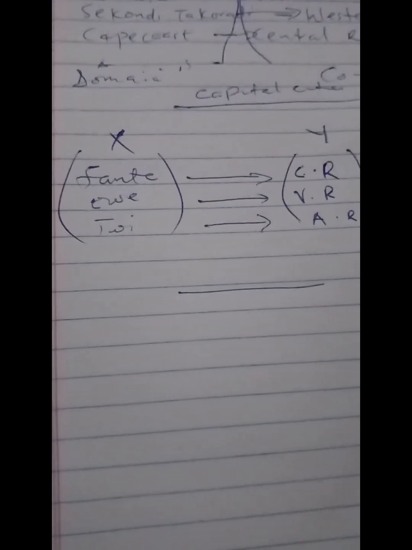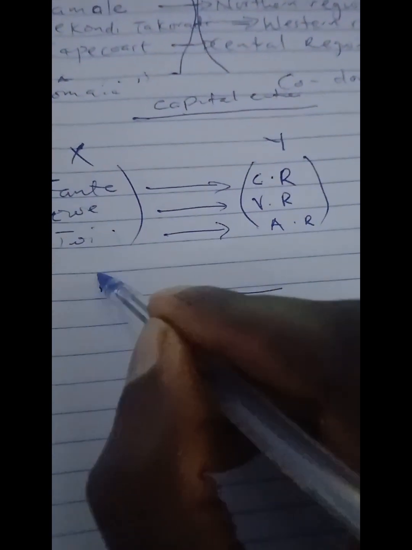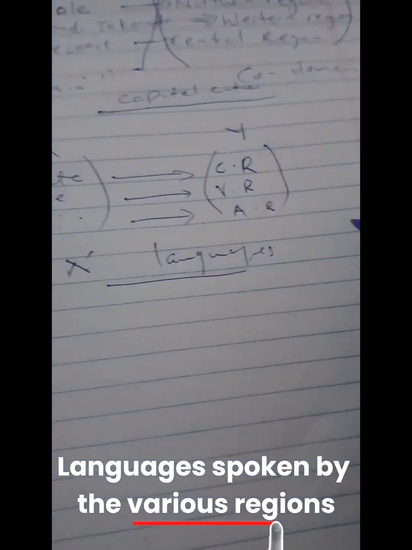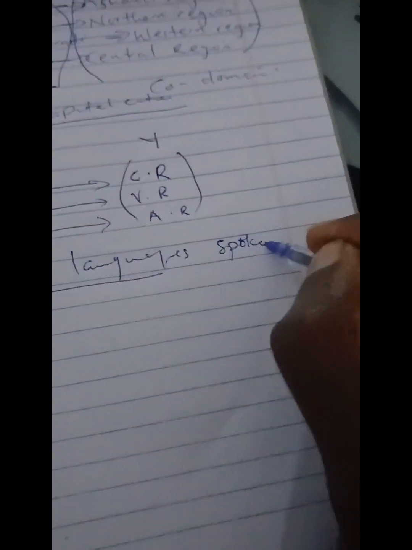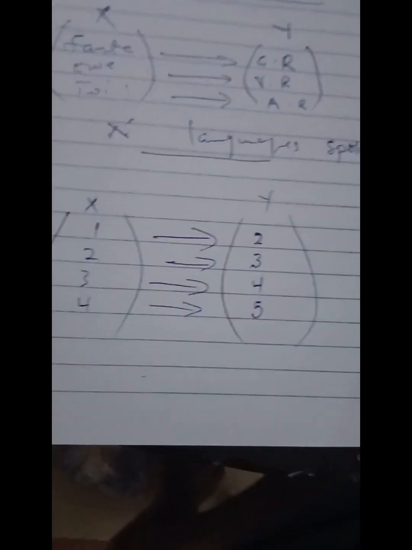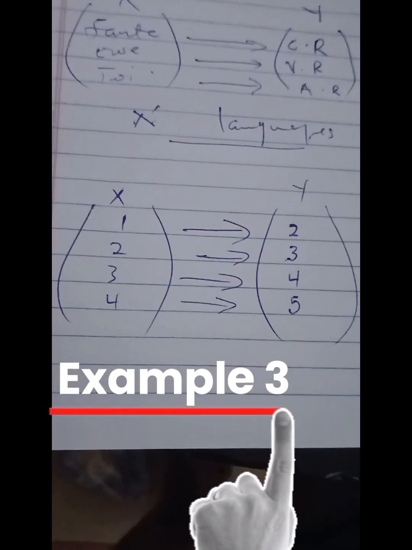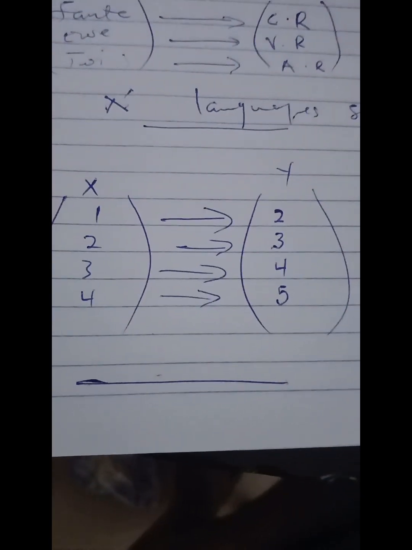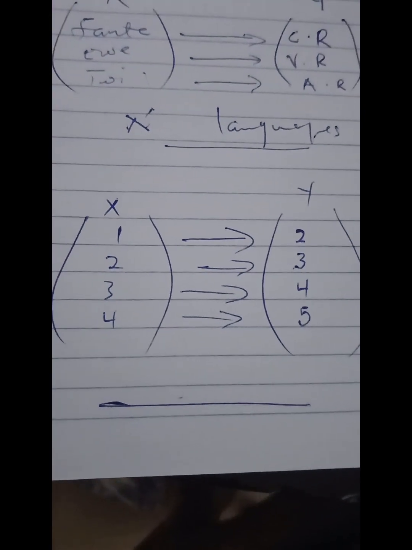Now the relation is such that our X happens to be the languages spoken by our set Y. So that is a relation. Another example. Now what is the relation between these two sets? Set Y is just X plus 1.